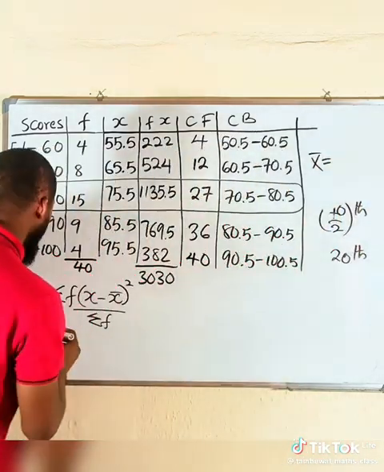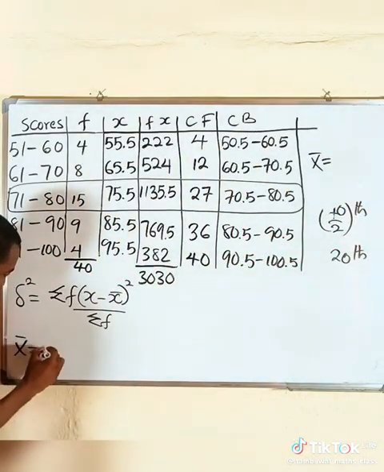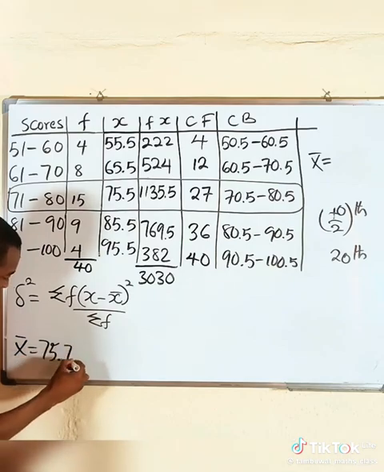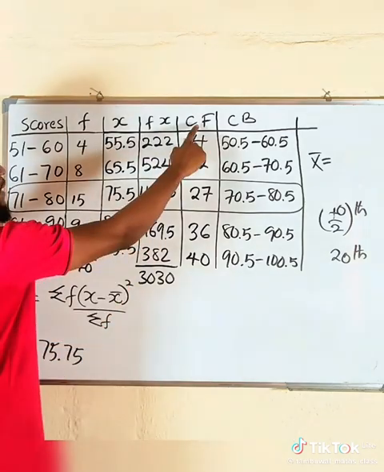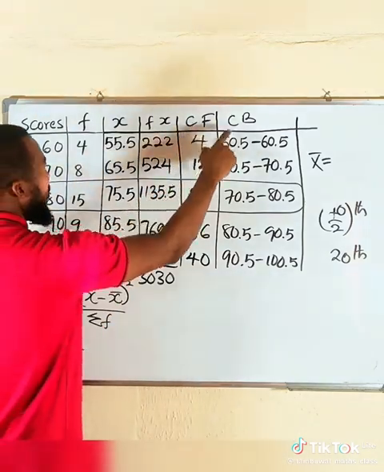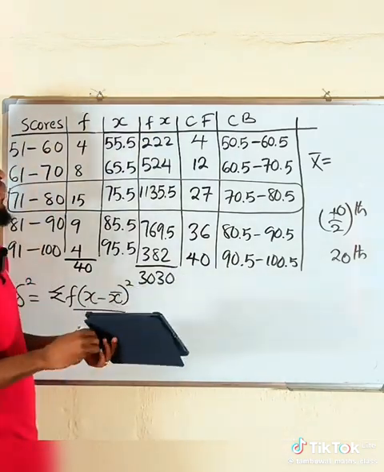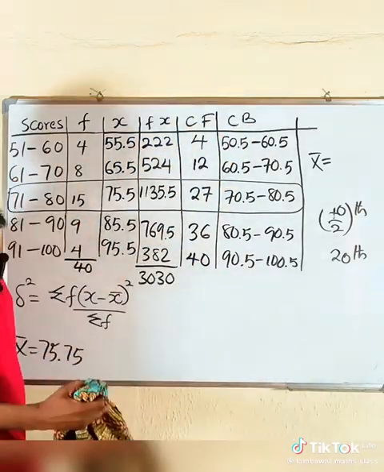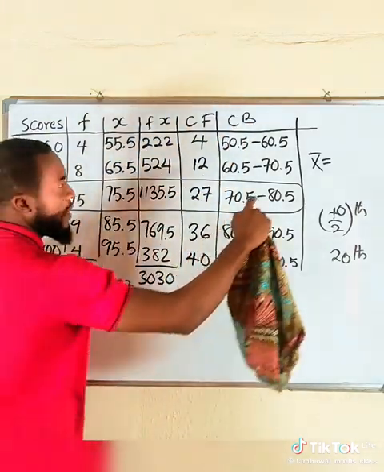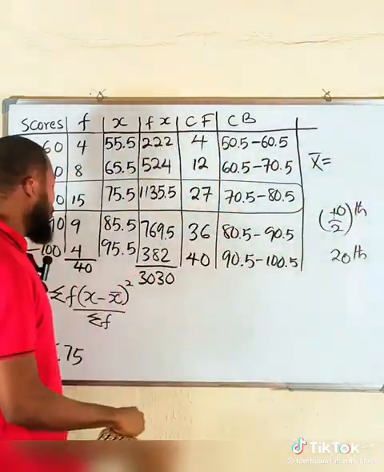Let me write it down here. It is equal to 75.75. Yeah, this is what we got. But we don't need class cumulative frequency, neither class boundaries. So I'm going to take them down. But for you, please don't do that. Just extend this line and add what you're going to add next.